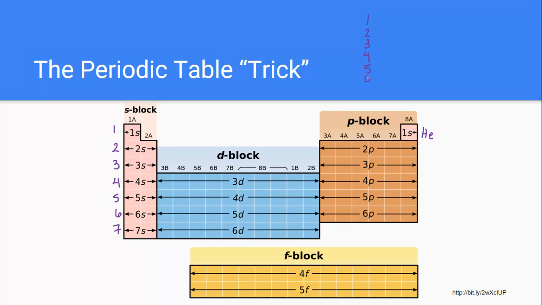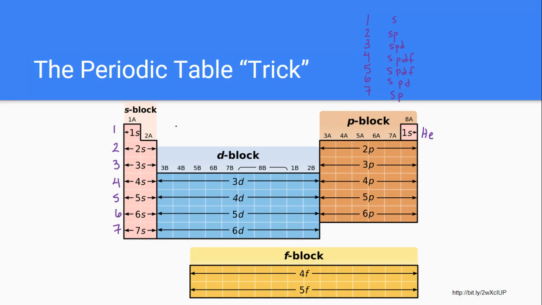We learned that the first energy level had S, the second had S and P, the third had S, P, and D, the fourth, remember, had S, P, D, F, the fifth has S, P, D, F, the sixth has S, P, D, and the seventh would have S and P. So that being said, there is no 1P. This cannot be 1P. It has to be 1S.